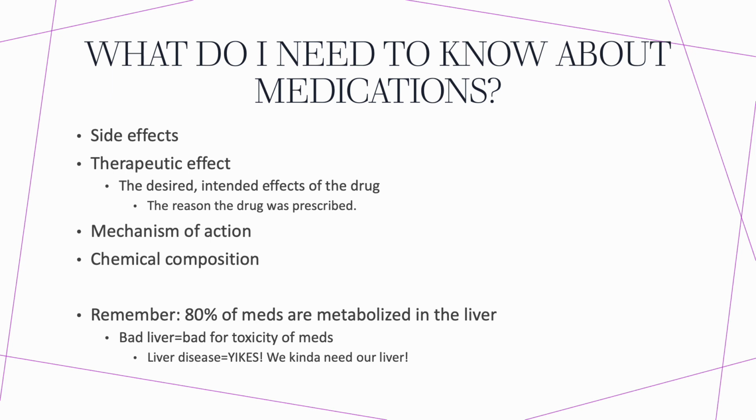Remember, 80% of your meds are metabolized in the liver. So if you have a history of liver disease, you have an increased risk for toxicity of those medications and toxicity of your liver even further. Makes sense, right? Liver disease is a big problem if you are taking medications metabolized in the liver. I think that's pretty self-explanatory, right? So keep those things in mind as well.